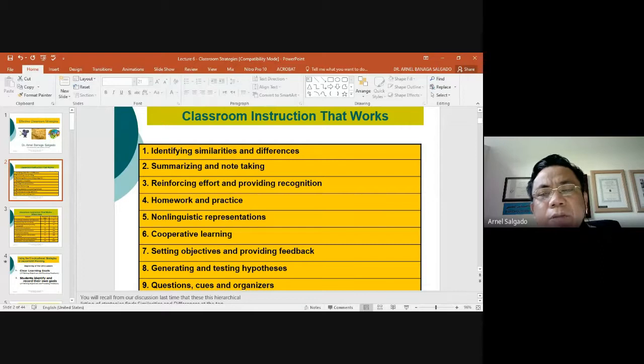Next is setting objectives and providing feedback. Objectives are a must when you teach, whatever it is. When you're going to teach in your ward, let's say you're a manager, there must always be an objective. When you're going to speak in a conference, there must always be an objective. If that objective is not written in your PowerPoint, it must be written somewhere so that you have something to look into.